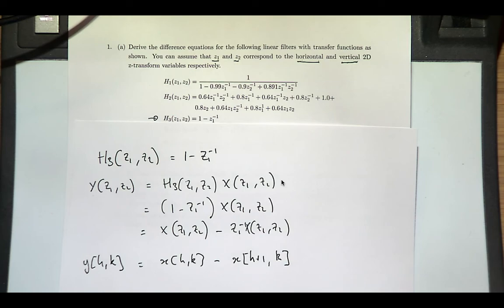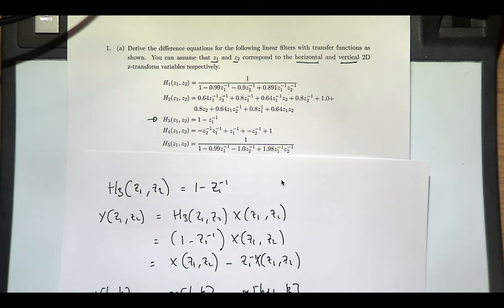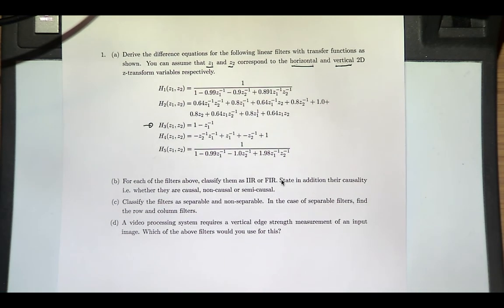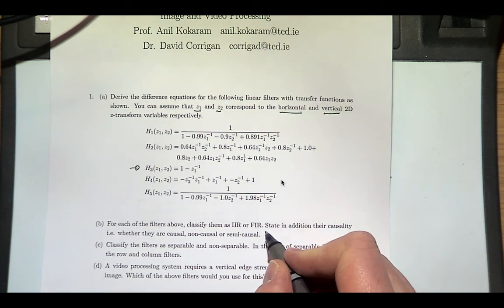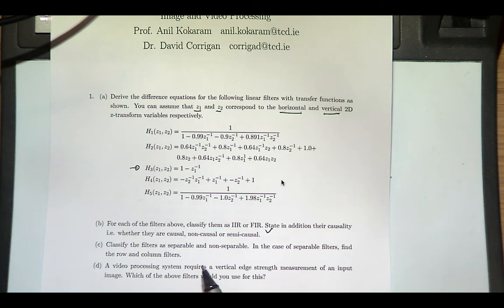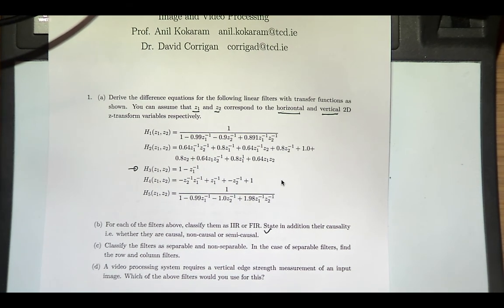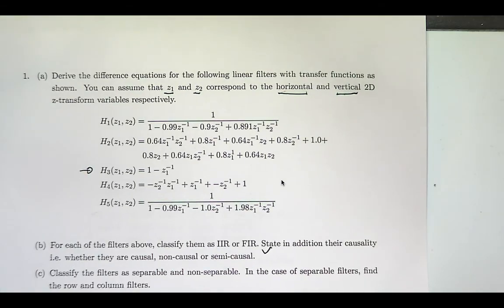All right. Okay, well, I'm not going to do more of that because that's quite straightforward but painful. So we've done that, okay? We've done this one as well. So now the question is, we want to classify the filters as separable and non-separable.